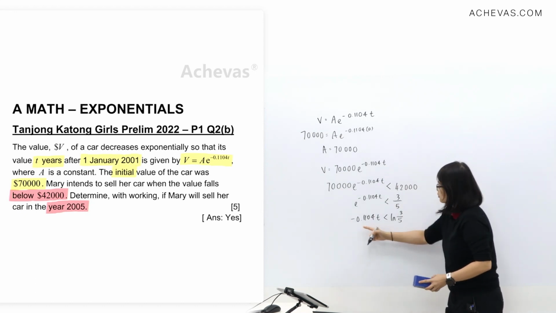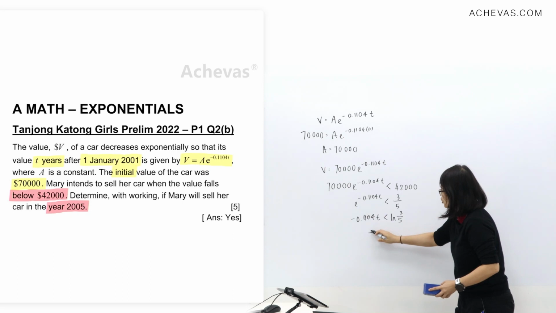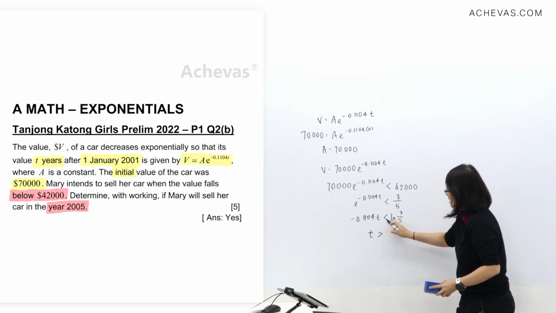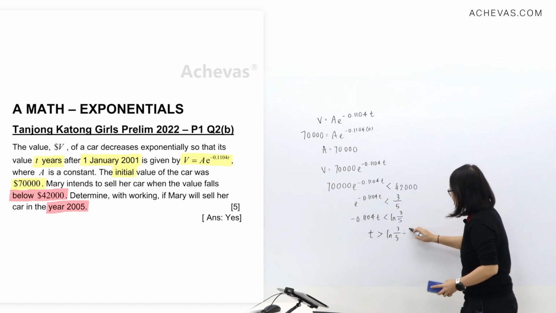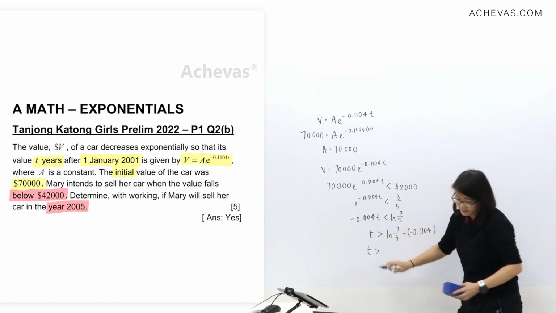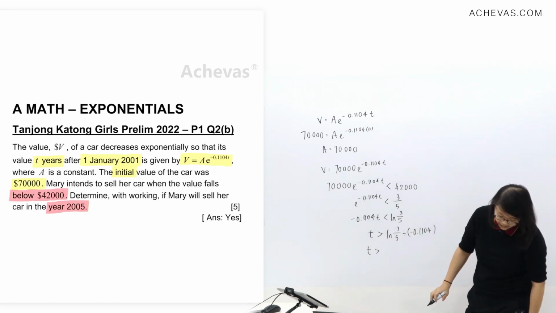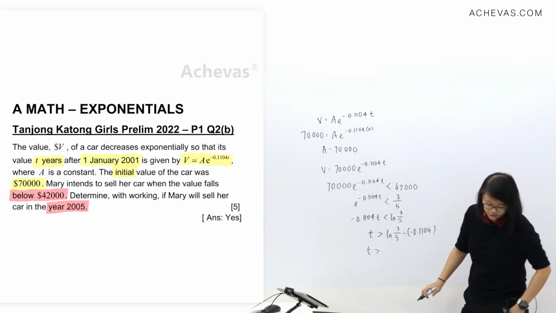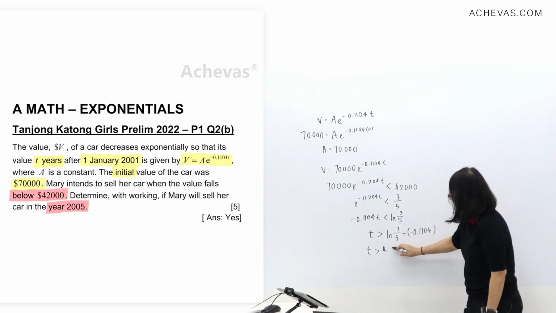And the next step, I'm going to divide by a negative number. So be a bit careful. Let's switch the sign of inequality when we are dividing by a negative number. And I'm going to click my calculator now, and I will realize that I will have the answer as 4.63.